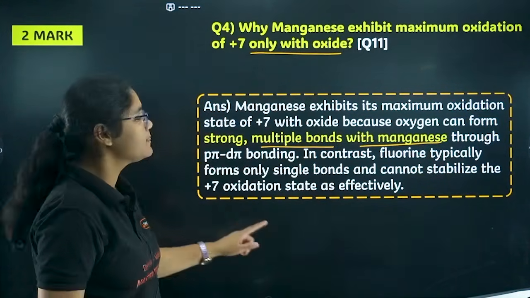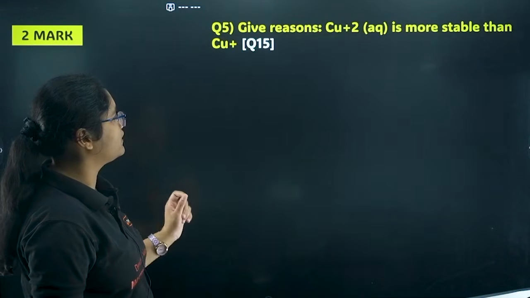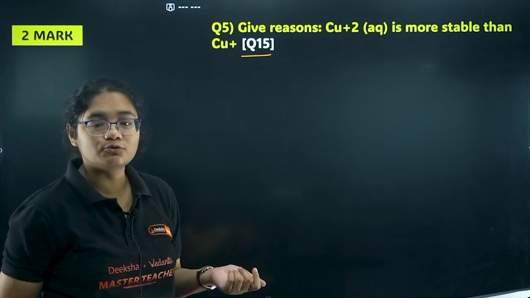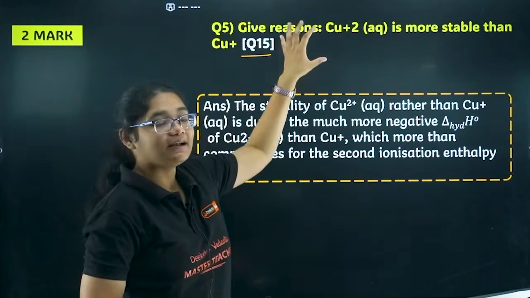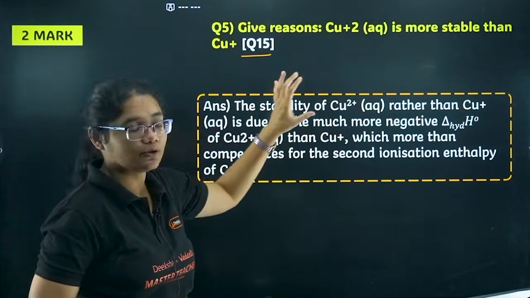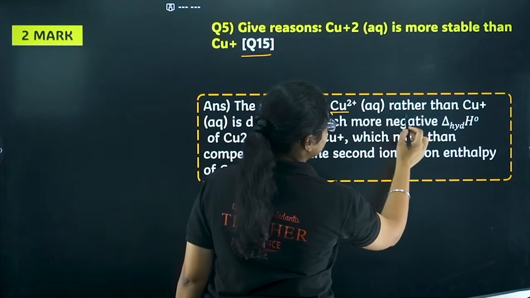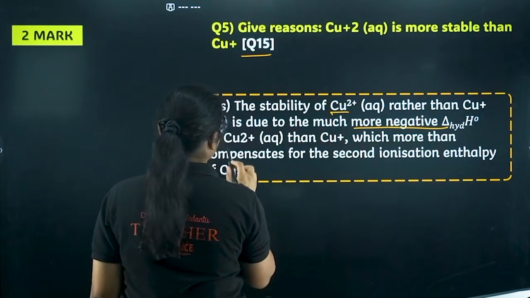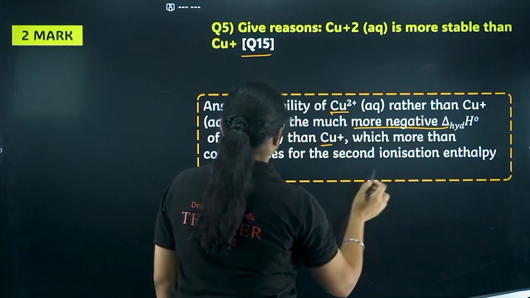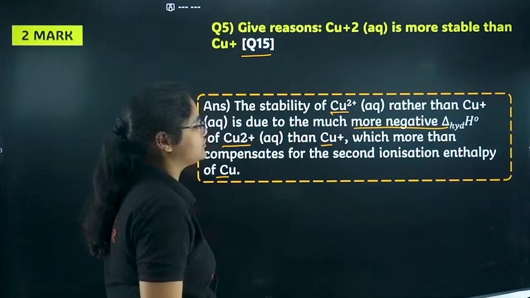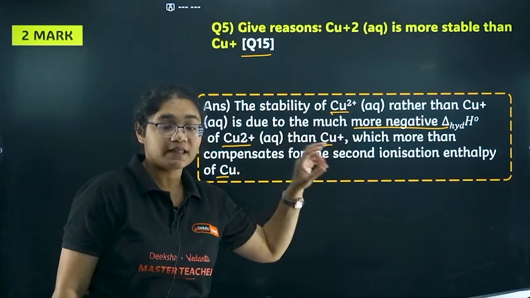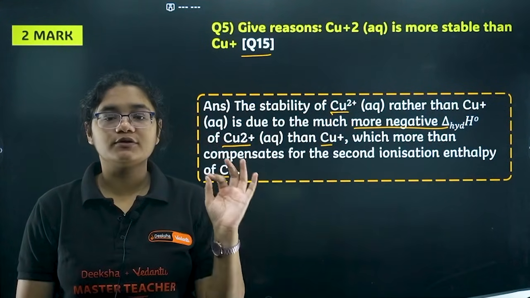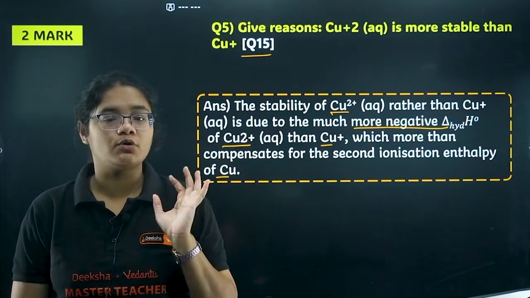Okay. Next, we have: give reasons why copper 2+ is more stable than copper plus. This is question number 15. Copper 2+ is more stable because it has higher negative hydration enthalpy. The stability of copper 2+ rather than copper plus is due to the much more negative hydration enthalpy of Cu2+ than Cu+, which more than compensates for the second ionization enthalpy of Cu. We have already discussed that the second ionization enthalpy of copper will be very high because you have to remove an electron from the d10 configuration.